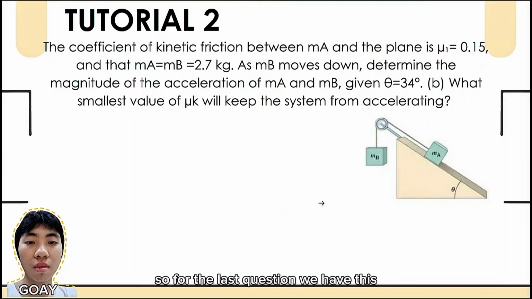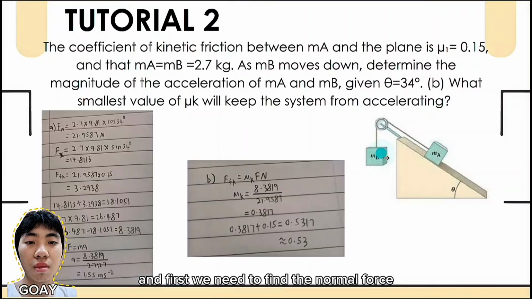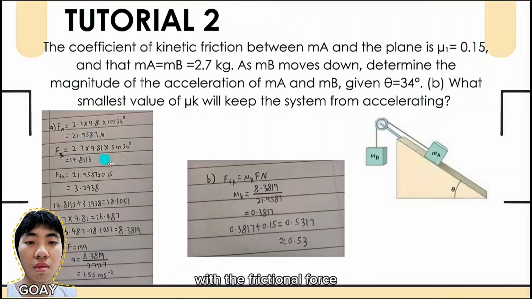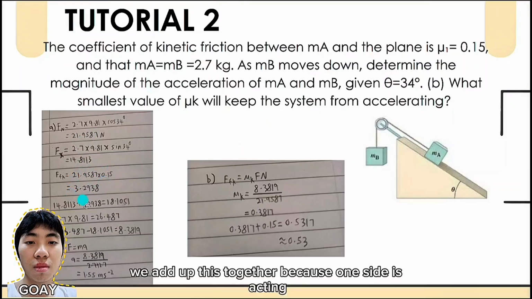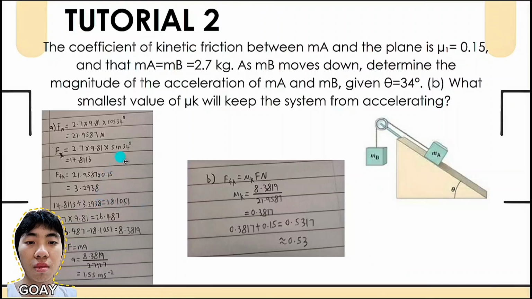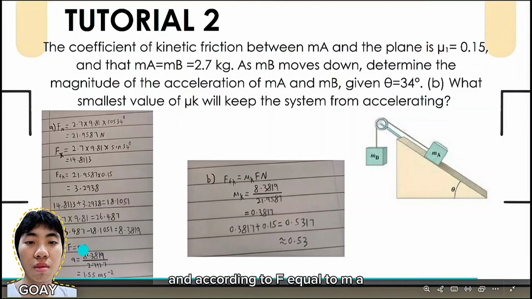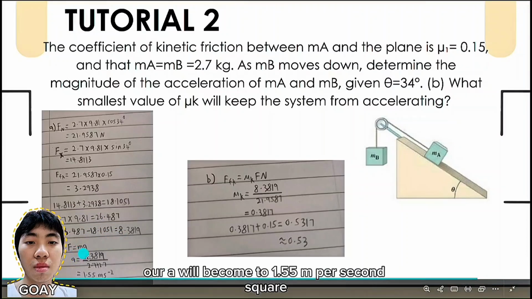For the last question, we have this, and first we need to find the normal force, and we will find the force acting downwards with the frictional force. We add these together because they are in opposite directions. So our force acting downwards is this, and we will subtract that to get our resultant force. And according to F equal to ma, our a will become 1.55 meters per second squared.